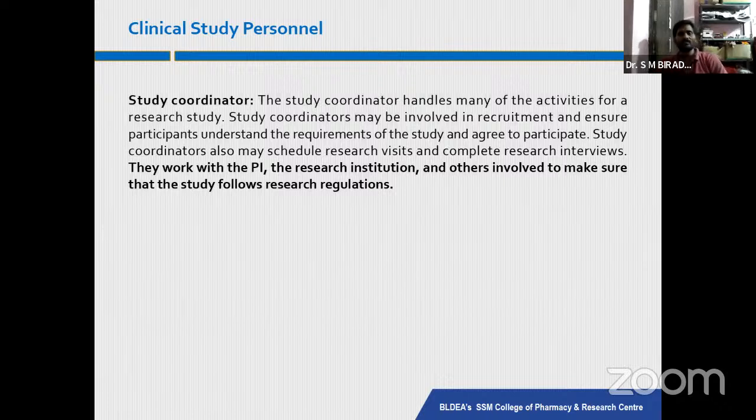And the study coordinator: who can become the study coordinator? A study coordinator handles many of the activities for the research study. The study coordinator may be involved in recruitment or ensuring the participants' understanding of the requirements of participation. The study coordinator also schedules research meetings and completes the research interviews.